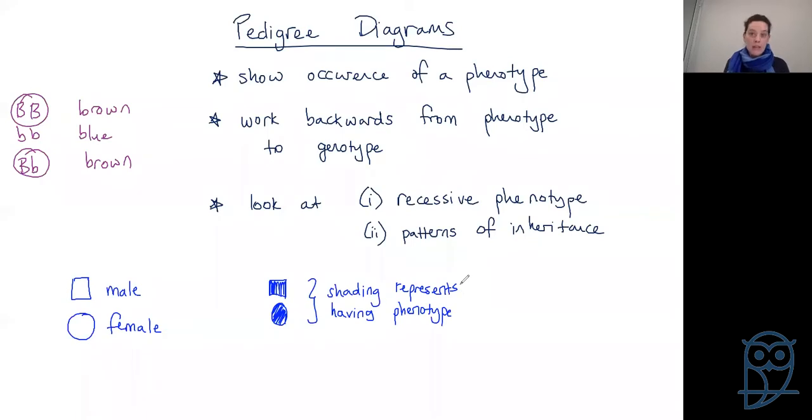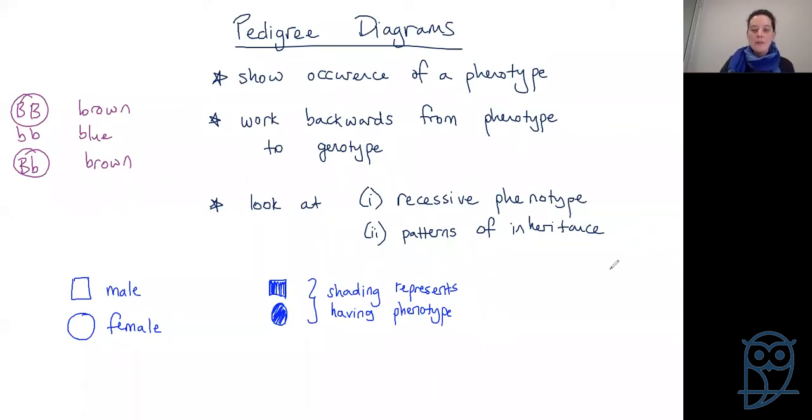So if we're looking at brown eyes, any person with brown eyes would be shaded, any person with blue eyes would not be shaded. If we were looking at blue eyes, it would be the other way around. So it's really important that you have a very close look at the information in your question, because that's going to tell us what the phenotype of this pedigree diagram is, and therefore what is linking in with our shading, because of course that contributes to our understanding of the genetics.